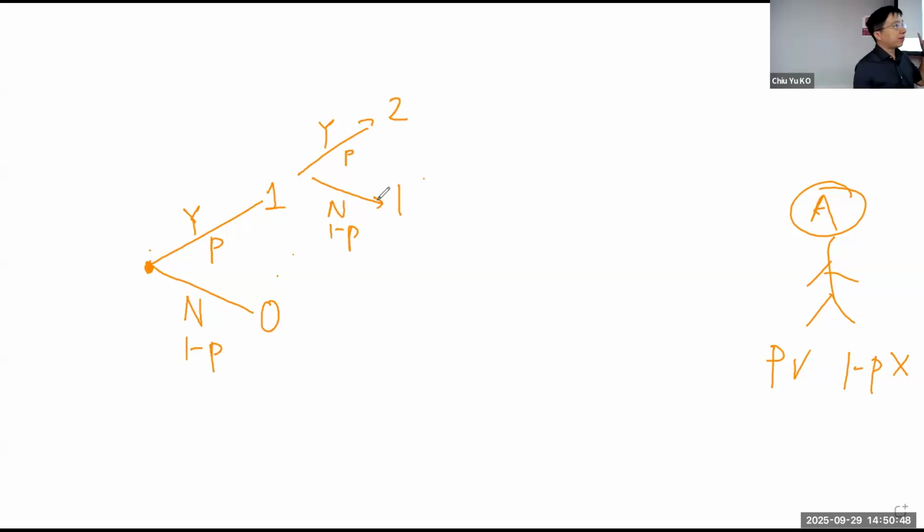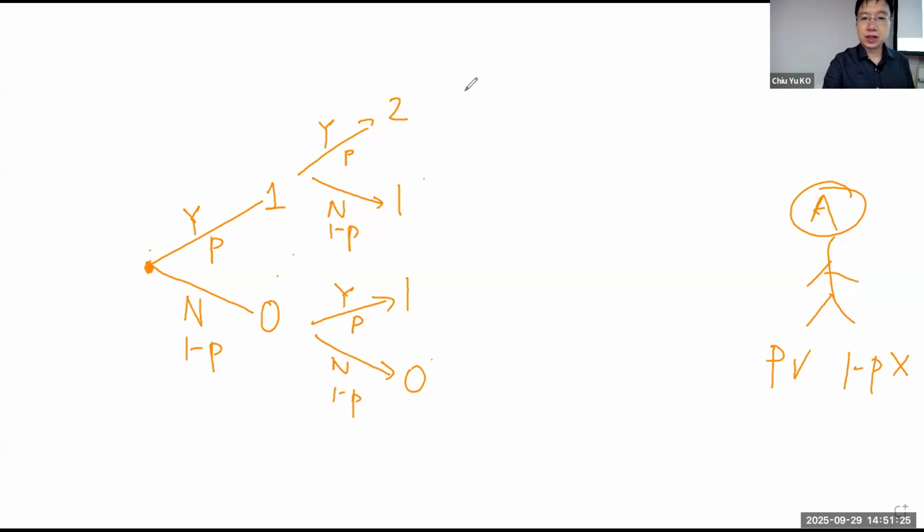Why is 2 above? Because you like it. In total, there are 2 people who like singer A. Similarly, if they say yes and no with the same probability P and 1 minus P here, that will be 1, this will be 0. All right, so this is the case of binomial if you have 2 trials, the first trial and the second trial.